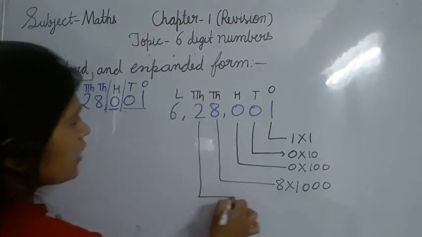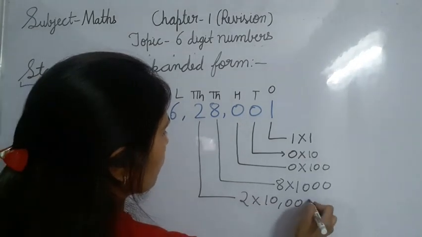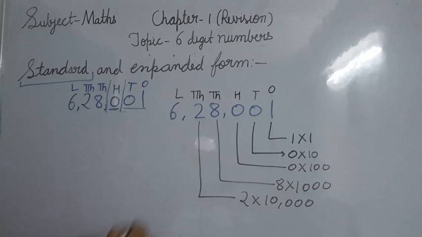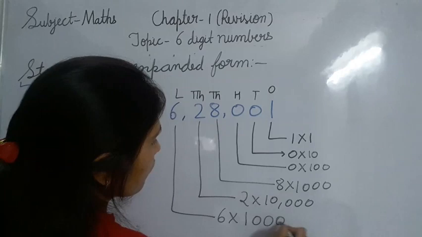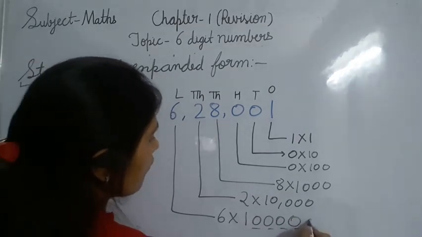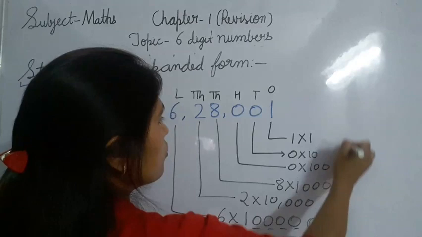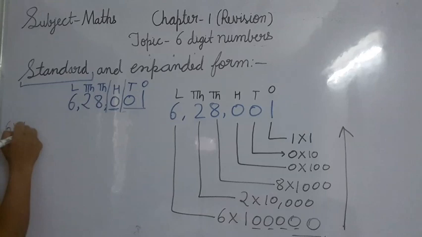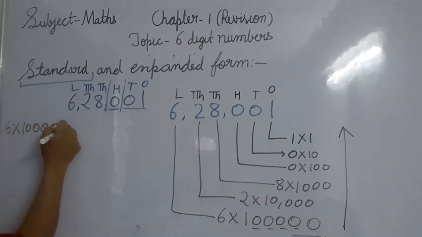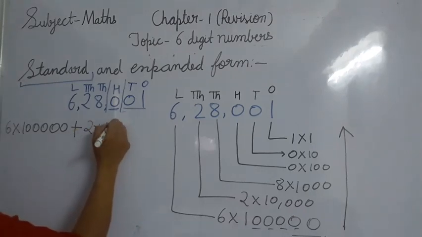Yes, 2 on the 10,000 place. 2 multiplied by 10,000. And now 6 lakhs, so 6 will be multiplied by lakh. Okay, this is lakh. Clear? So when we write the expanded form, we start from the bottom up. Yes, we'll start from here. So first I am writing 6 multiplied by 1 lakh plus 2 multiplied by 10,000.